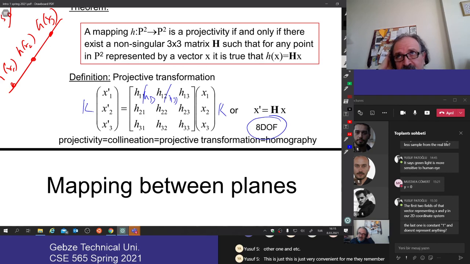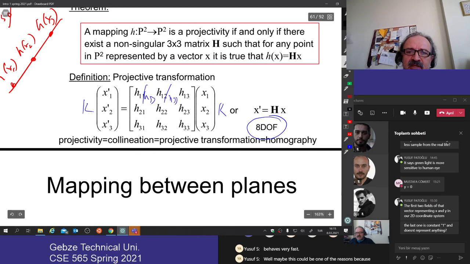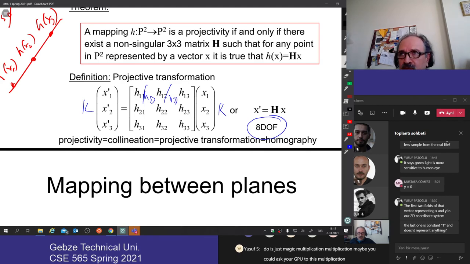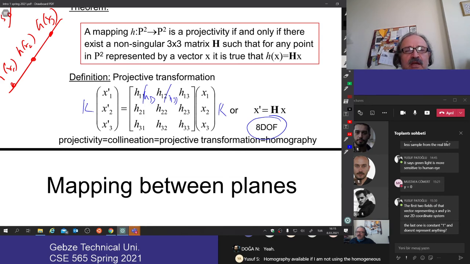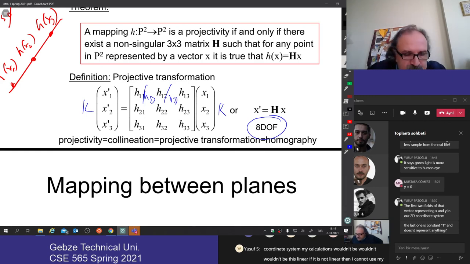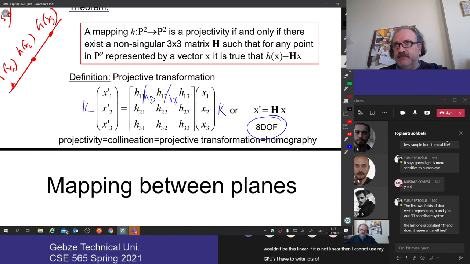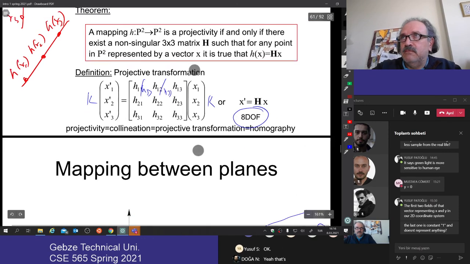Remember the question you asked me, why OpenCV sometimes behaves very fast? Well, maybe this could be one of the reasons, because all you do is just multiplication. Maybe you could ask your GPU to do this multiplication for you. That would make it right. If I didn't have this homography available, if I am not using the homogeneous coordinate system, my calculations wouldn't be this linear. If it is not linear, then I cannot use my GPUs. I have to write lots of if-else code. Okay? Yeah, that's cool. Thank you. Any other questions?